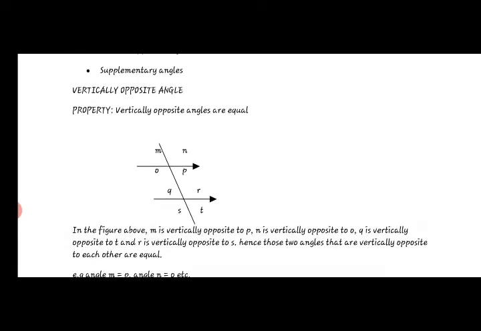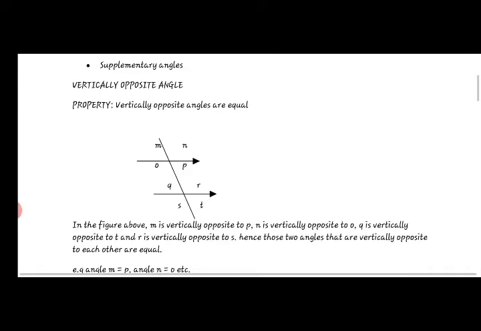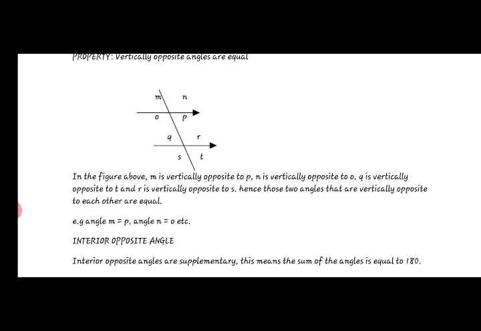Vertically opposite angles. The property: vertically opposite angles are equal. First, which angles are vertically opposite, before we know the ones that will be equal? Angle M and angle P, they are vertically opposite. Angle N and angle O, they are vertically opposite. Angle Q and angle T, they are vertically opposite. Angle R and angle S, they are vertically opposite. Which means the values of all those angles that are vertically opposite are equal.